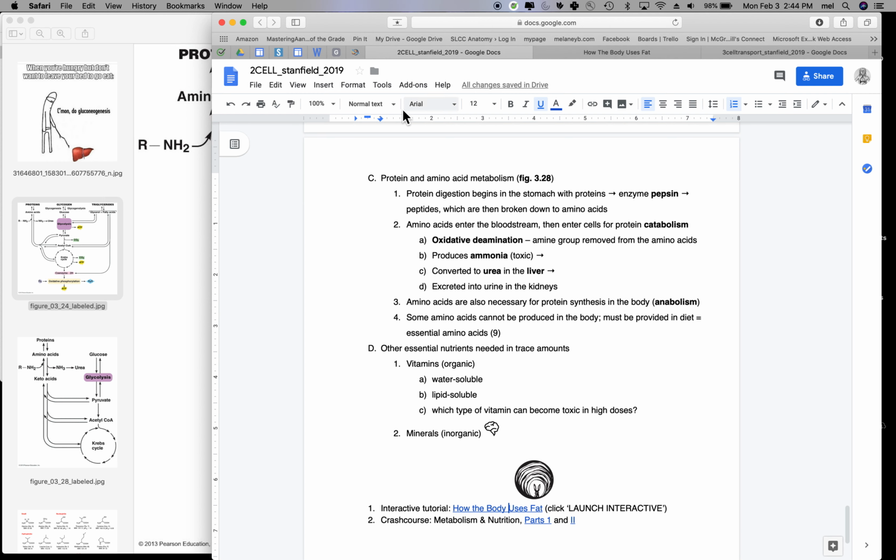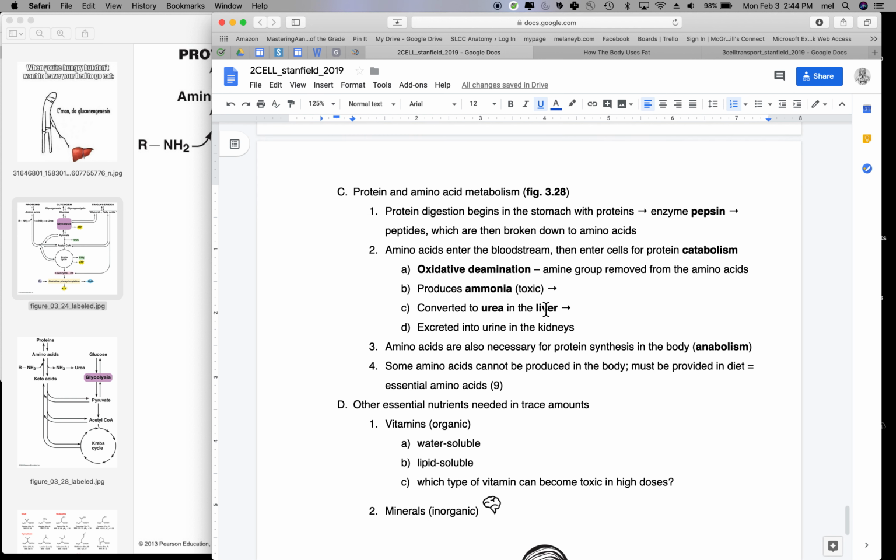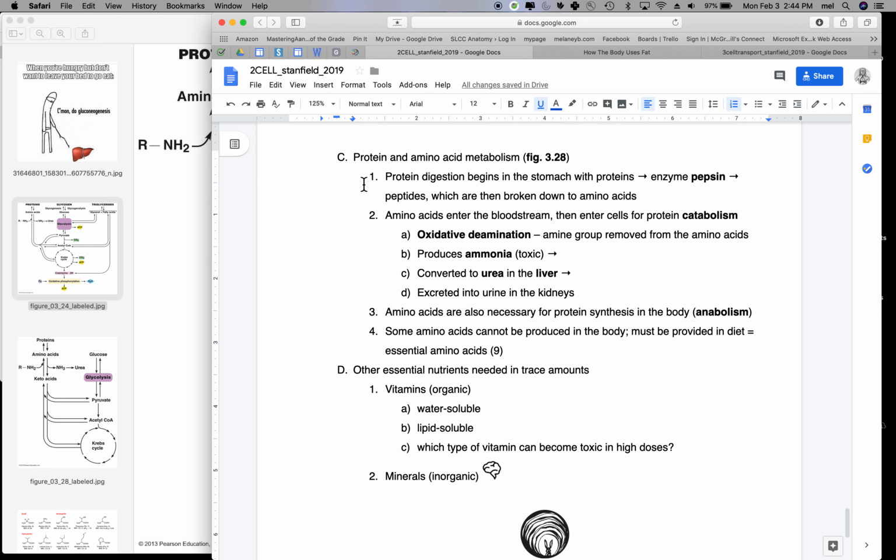All right. So if we look at, let me make this a little bigger. If we look at protein and amino acid metabolism, the first thing that has to happen for absorption is that you have to break down a protein, which is large and typically folded in tertiary or quaternary folds. You have to break it down to a peptide, which is just a string of amino acids.